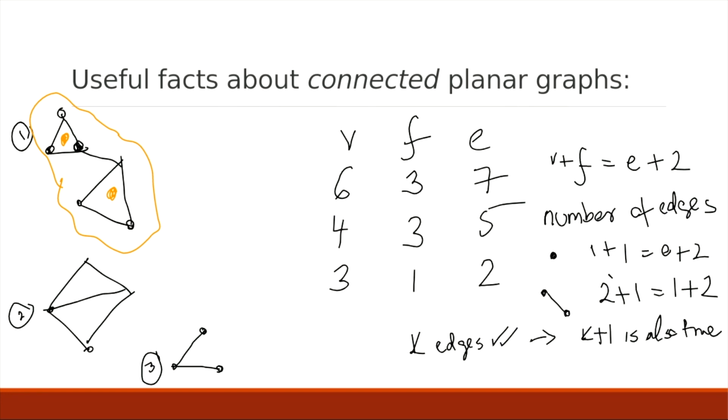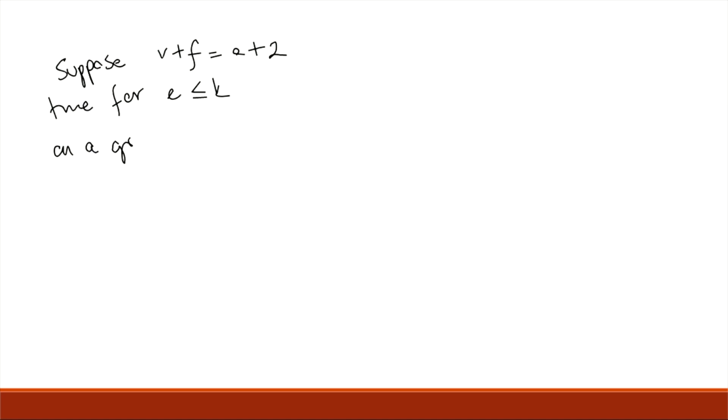Now, let's suppose we get vertices plus faces equals edges plus 2, true for the number of edges up until k. Now, if we have a graph with k plus 1 edges, we can have one of two things.